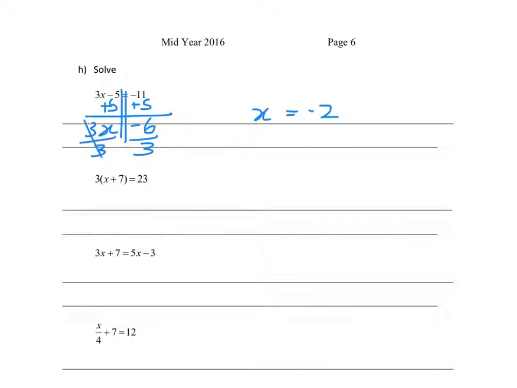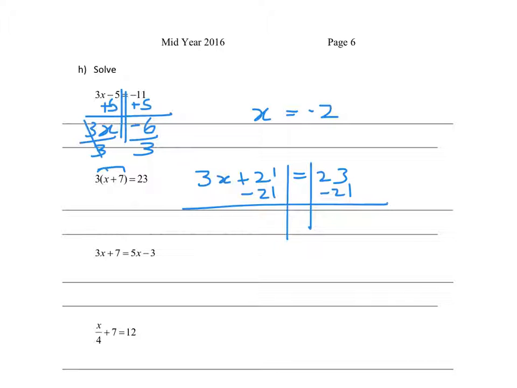In this example here, it's easier to expand the bracket first. So 3x plus 21, remember 3 multiplies everything in the bracket, equals 23. And then solve it from there. I want to get rid of 21, minus 21 on both sides. I'll then have 3x equals 2. Get rid of the 3, it's 3 times x, so I have to divide by 3 on both sides. x equals 2/3.